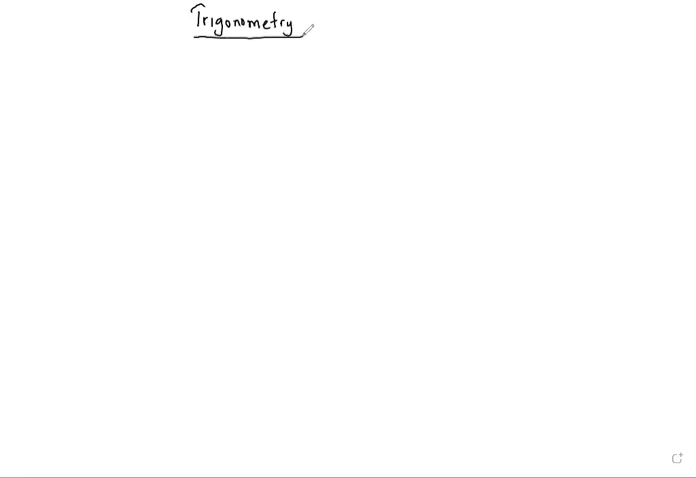Under trigonometry, we only have one: angles, which has to do with angles through triangles. Two: equations. Three: identities. And four: graphs.